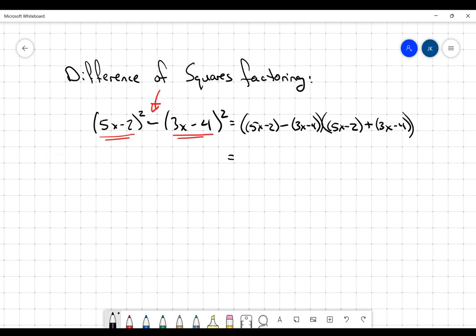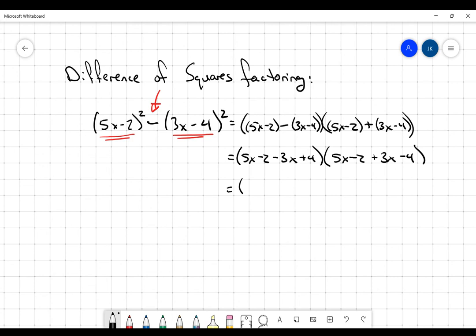Then I'm going to drop the parentheses inside. I have to be careful with that because the negative here is going to distribute through the binomial, that 3x minus 4. So it'll become negative 3x plus 4. In the second one, when I drop the parentheses, that's not such a big deal because it's an addition in front. Nothing's going to change there.